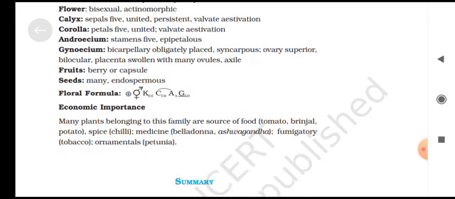Economic importance. Many plants belonging to this family are sources of food: tomato, brinjal, potato, spice chili; medicine: belladonna, ashwagandha; fumigatory: tobacco; ornamental: petunia.